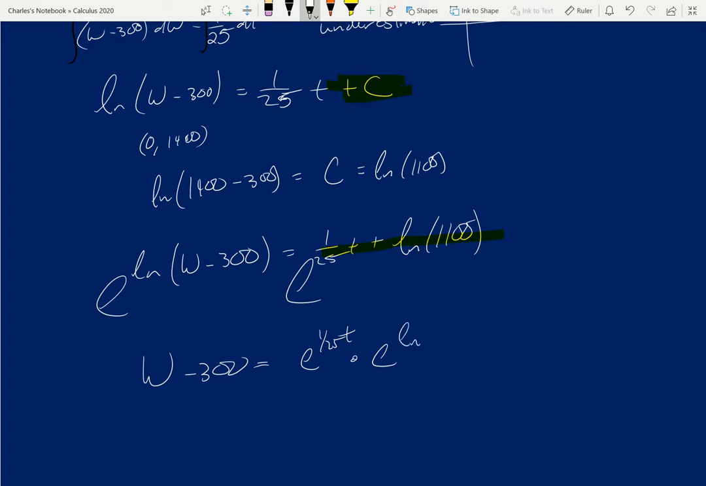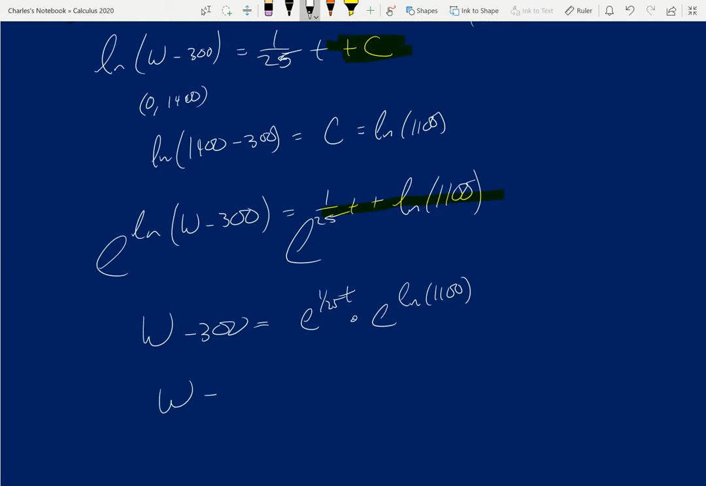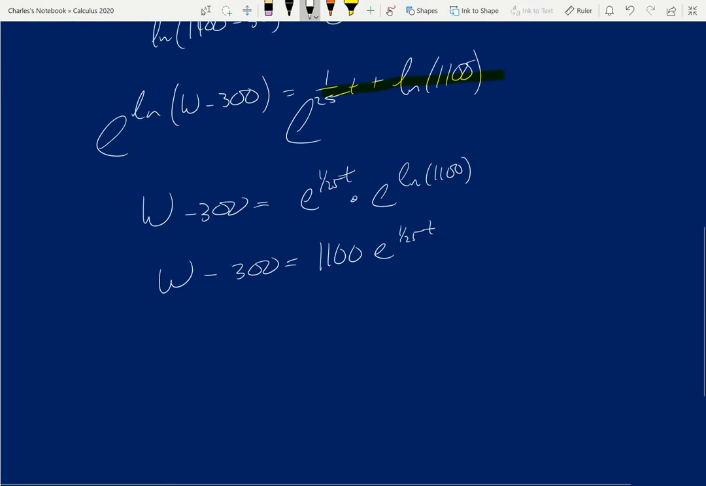So this is e to the natural log of 1100. And then I get W minus 300 is equal to, I'm going to move the coefficient to the front. e to the natural log of 1100 becomes 1100. This becomes e to the 1 over 25t. And finally, I'll get W is equal to 1100 e to the 1 over 25t plus 300.